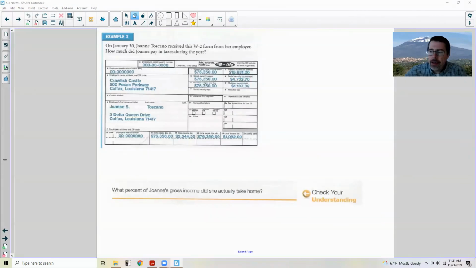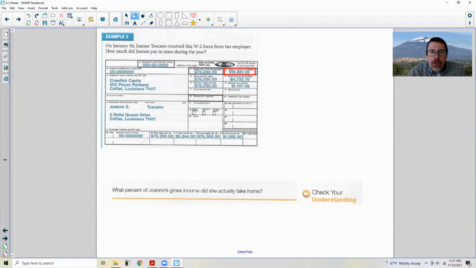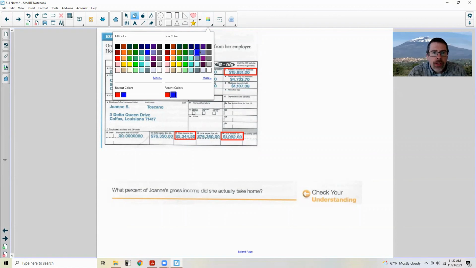Okay, example 3 says, on January 30th, Joanne Toscano received this W-2 form from her employer. How much did Joanne pay in taxes during the year? So if we look at this, federal income tax withheld is box 2. So let me just get my pen here. I thought I had already done this, but anyway, here is box 2. So there's federal tax. State income tax is box 17 right here. And local income tax is $1,092. Okay. But this question's not being really clear.